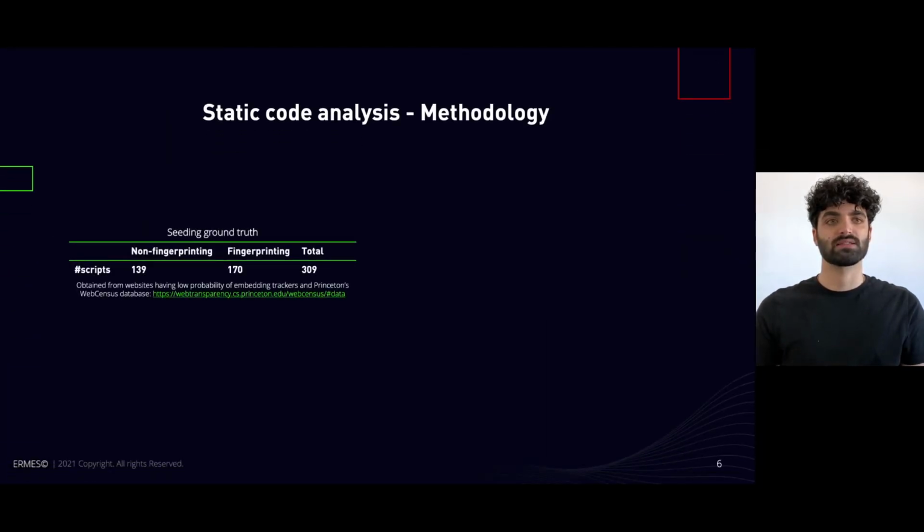So we started with a seeding ground truth counting about 300 total scripts. We collected those scripts from Princeton's Web Census database for fingerprinting scripts and obtained non-fingerprinting scripts from websites having a low probability of embedding trackers, such as government and academic websites. We used this initial version of our ground truth in order to train and optimize a preliminary version of our classifier.